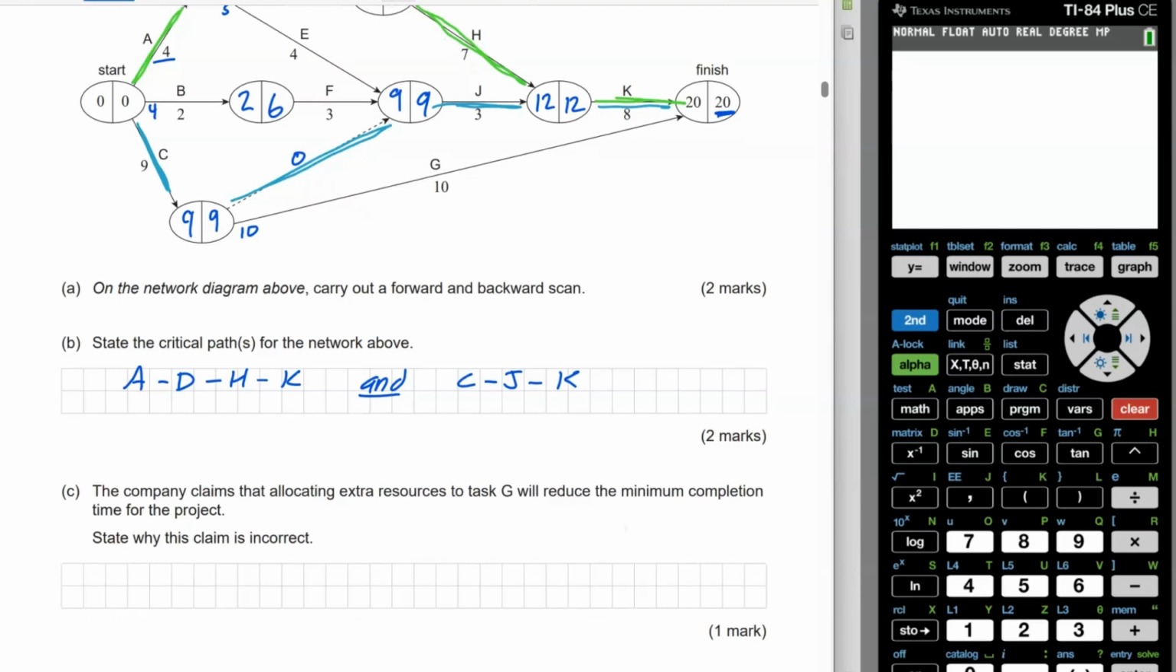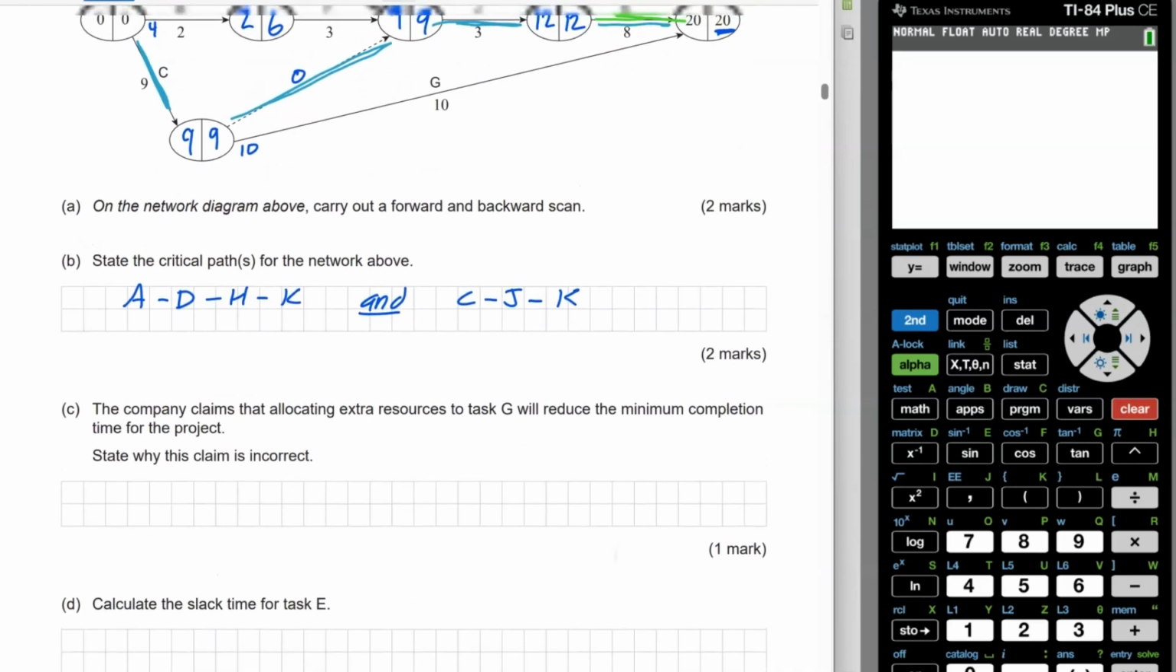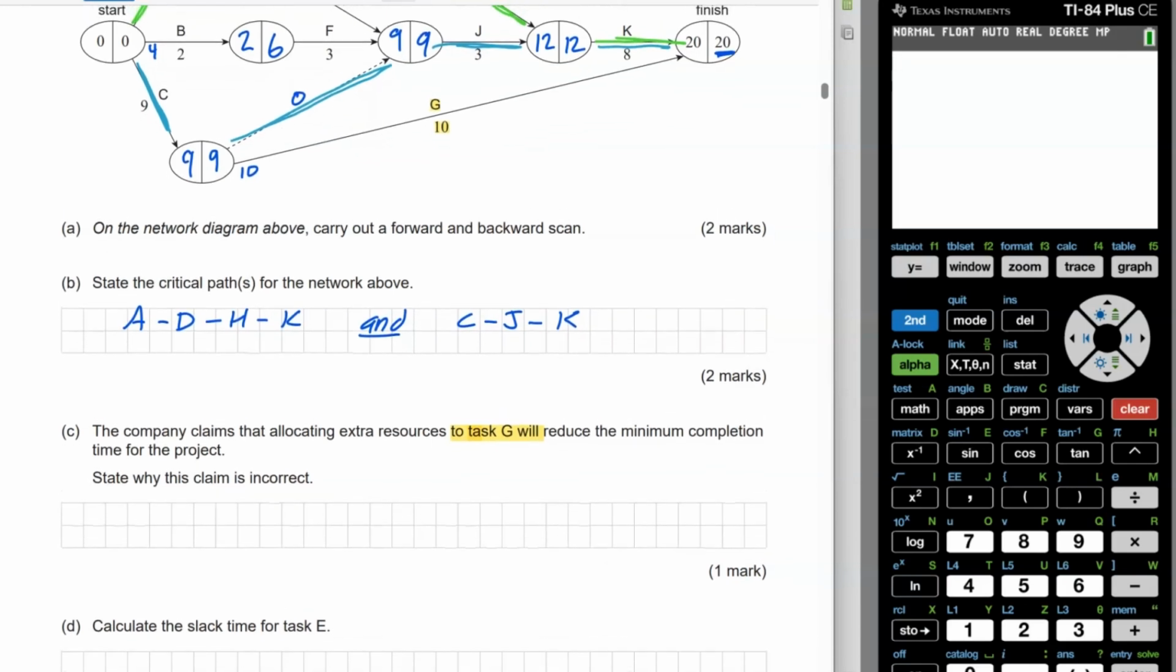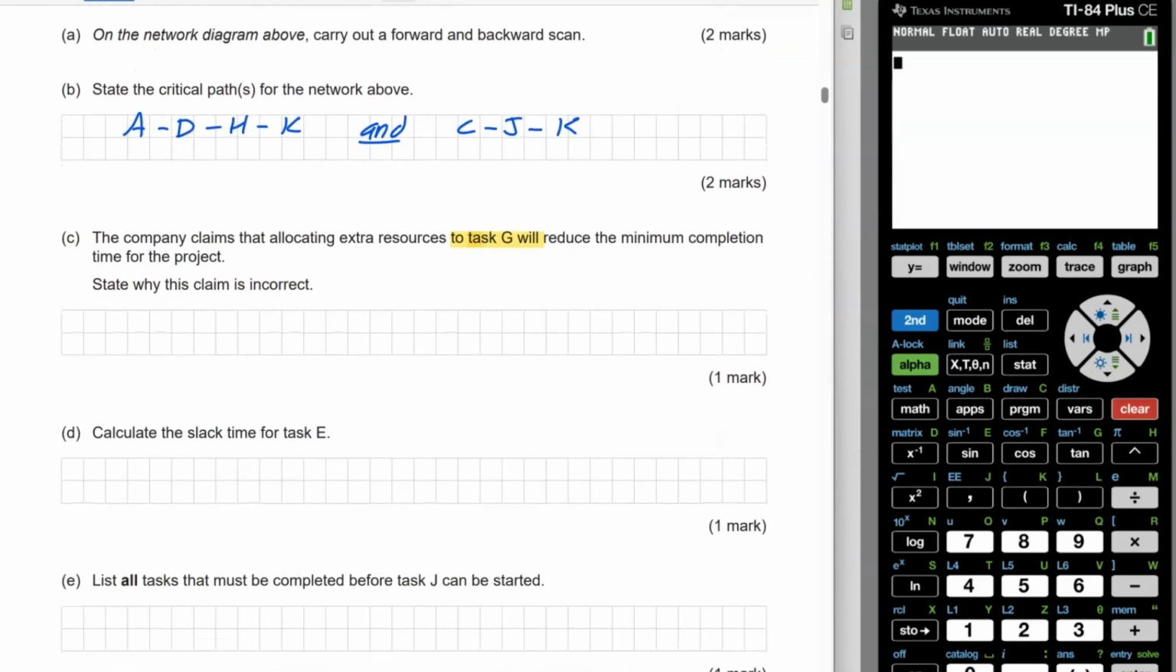So a company claims that allocating extra resources to task G will reduce the minimum completion time. Why is this incorrect? Well, let's have a look where G is on our network. So G is here, and it's not on a critical path, and that is going to be the reason, okay? Because if we allocate the extra resources there, it doesn't necessarily mean we'll finish the project overall quicker. So I'm just going to say task G is not on the critical path.